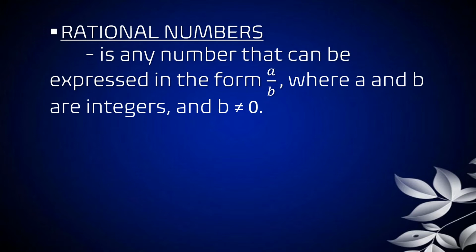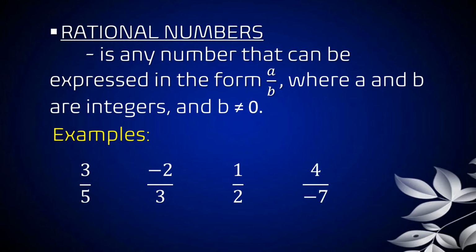Bakit hindi pwedeng 0 ang ating b? Kasi pag ang denominator natin ay b, that is undefined. Example of rational numbers, we have 3 over 5 or 3/5, negative 2/3, 1/2, and 4 over negative 7.